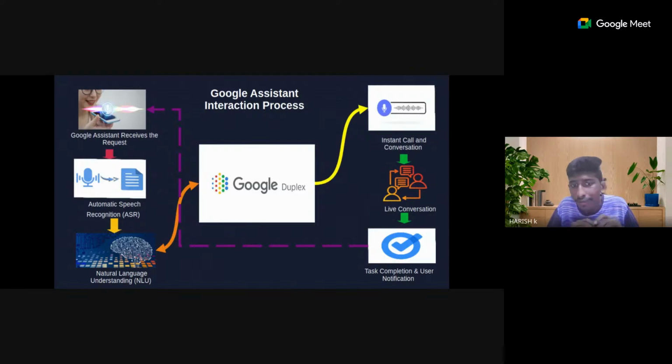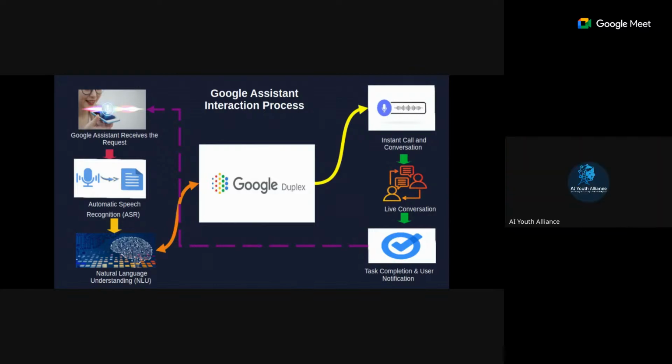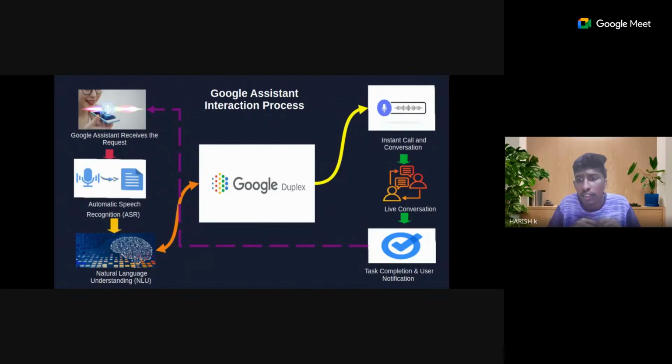Then the second question. Yeah, there are some comments coming in. Wow, Duplex has some advanced features. There are two comments: how Google Duplex has some advanced features. Okay, so ask your questions. Continue. The second question we can take next.